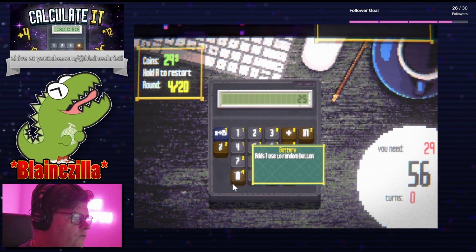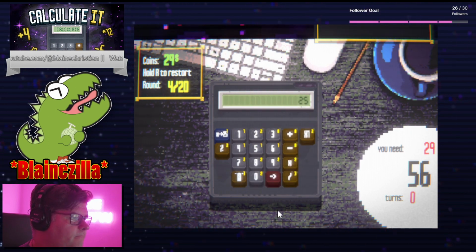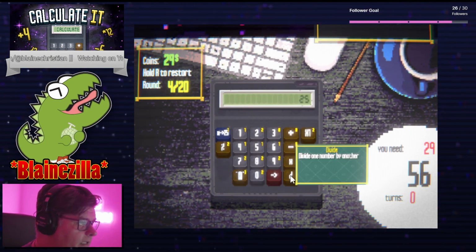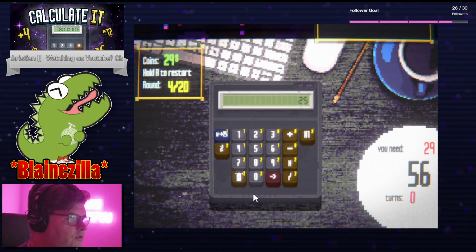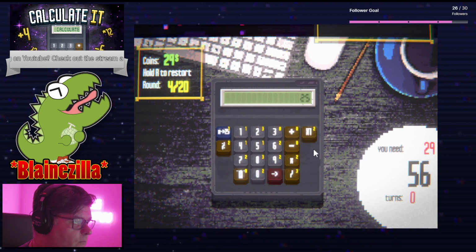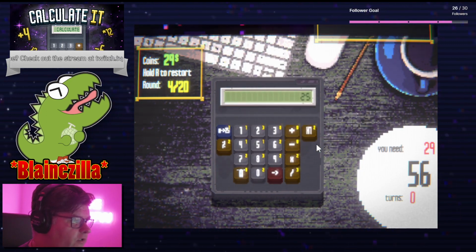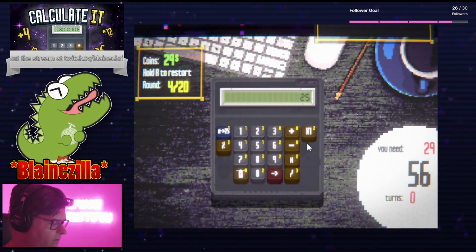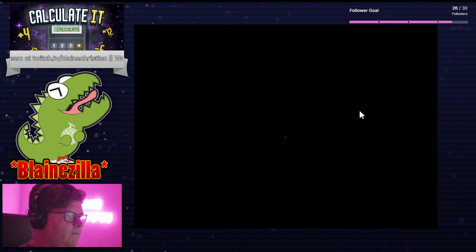Adds 1 use to random button. What got randomed? What got added? Divide. Let's charge shit up. Alright, so we have some multiplies. We have no subtraction. Okay, let's restart. Okay, can we do an R to restart?